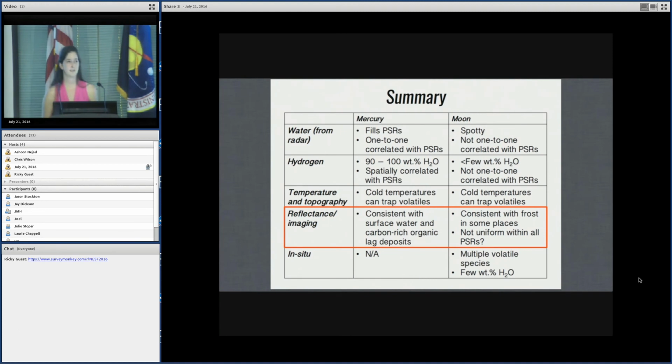There's also been reflectance and imaging campaigns for both of the poles, and for Mercury, this is consistent with the majority of these water ice deposits being insulated by a thin organic volatile layer, where on the moon they suggest that perhaps the ice is more of a frost abundance. And then finally, I didn't go into this, but Dana touched on it yesterday, is that we also had the LCROSS experiment on the moon where impact into the south pole of the moon suggested that, again, there's a few weight% water.